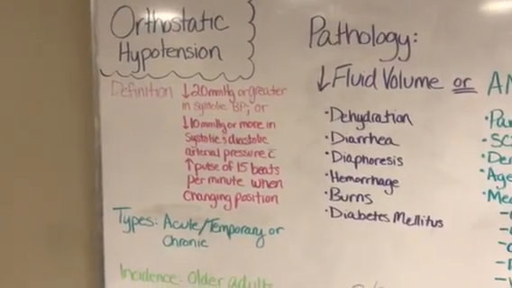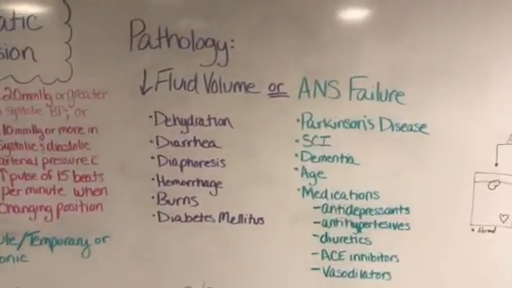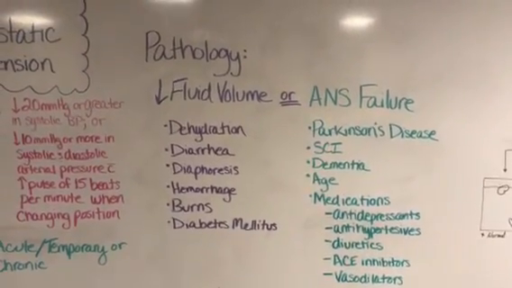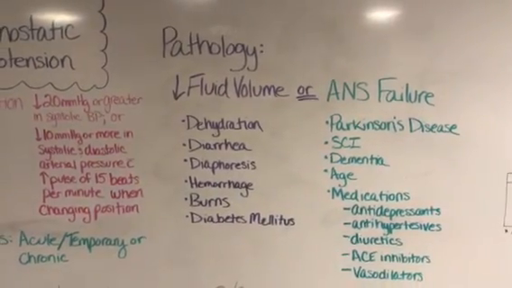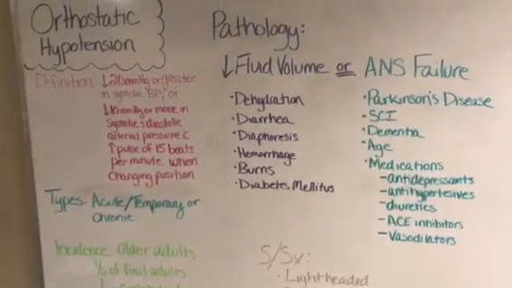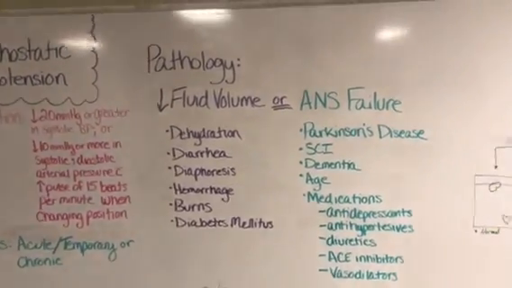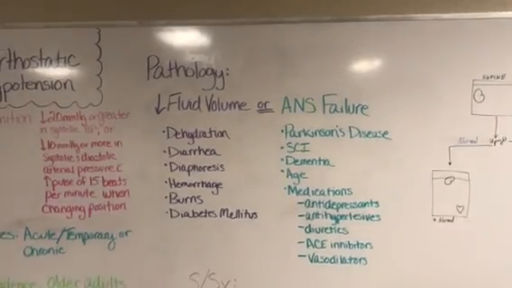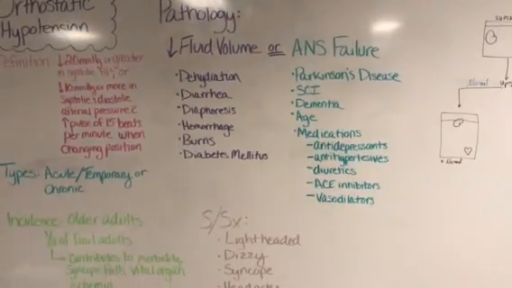The pathogenesis of orthostatic hypotension is based off of position, and it is based off of the venous pooling in the lower extremities. What can occur is you have a decrease in fluid volume, or you have ANS failure. And underneath these two you can see what types each of these are.